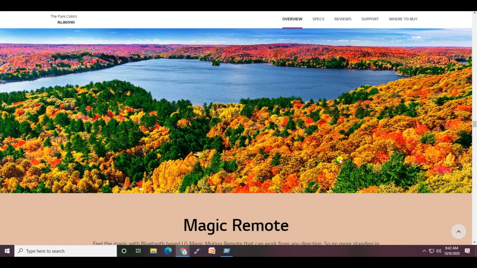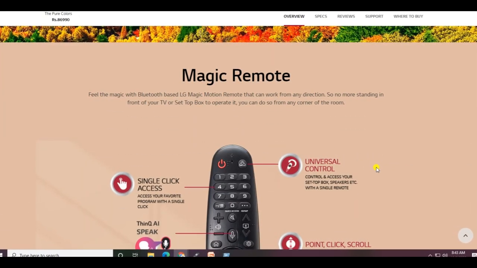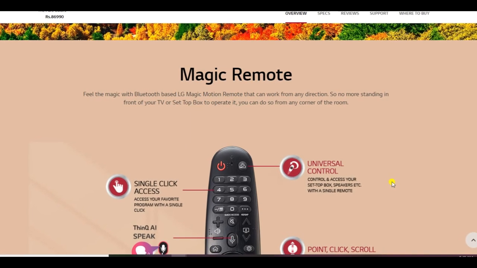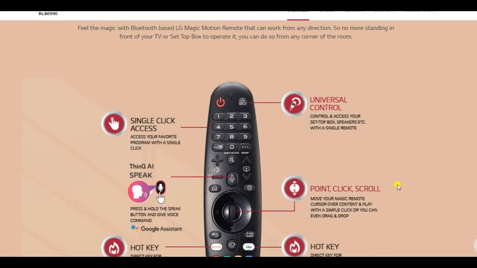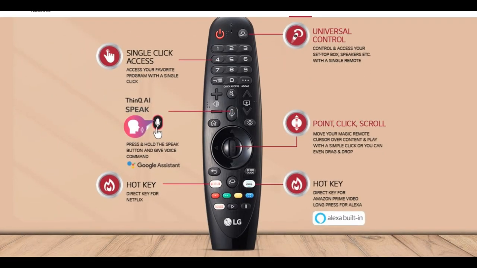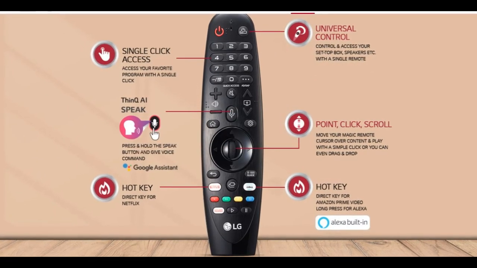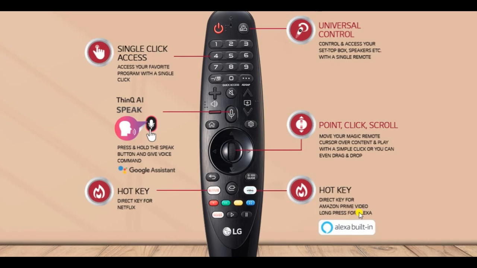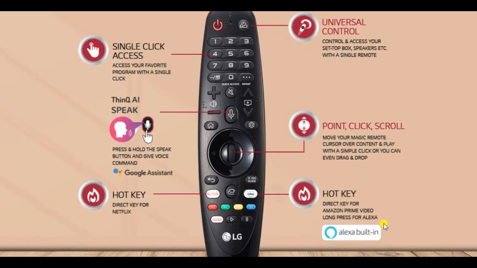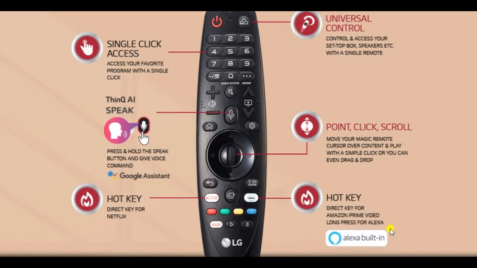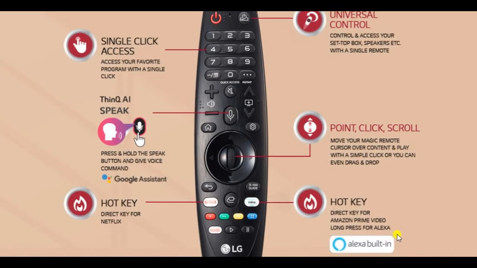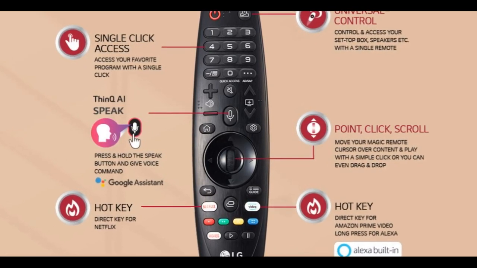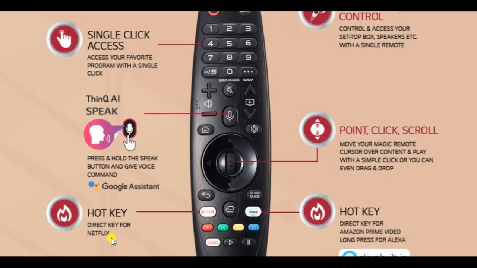You observe this picture. The magic remote is the universal control remote, with single click accessories, ThinQ AI speaker, and point click scrolling. This middle one is the hot keys, direct key for Amazon Prime videos, long press for Alexa. The same key has both functions. The hot key is direct for Netflix.